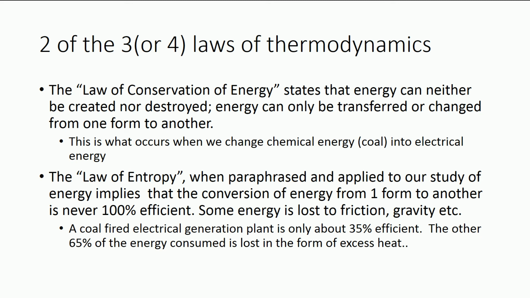I've got something written up there that says a coal-fired electrical generation plant is only about 35% efficient. So if we could measure energy as a quantity of coal, we would find that in order to burn it to make electricity, we lost 65% of it. The majority of that loss is to heat that can't be captured.